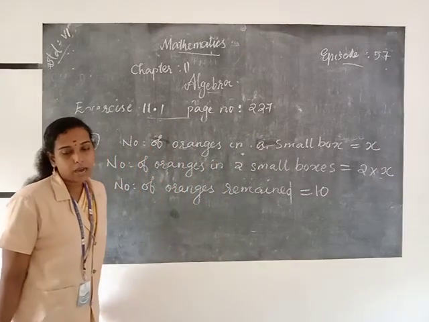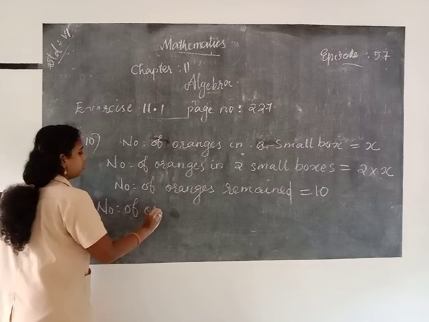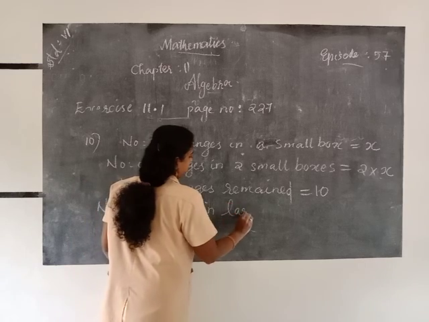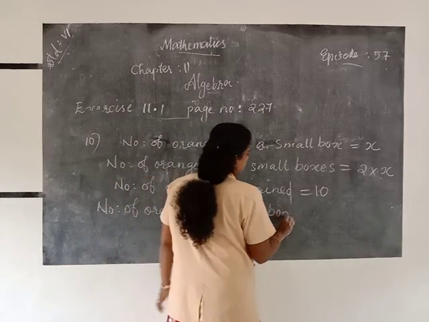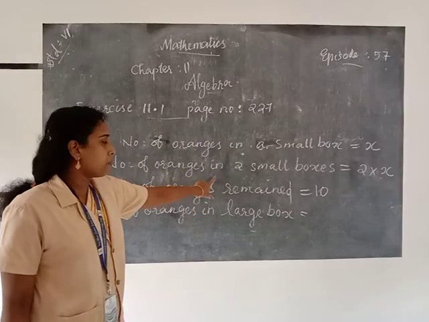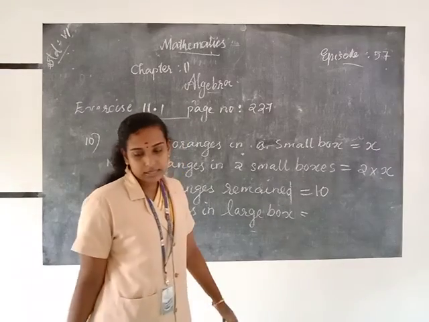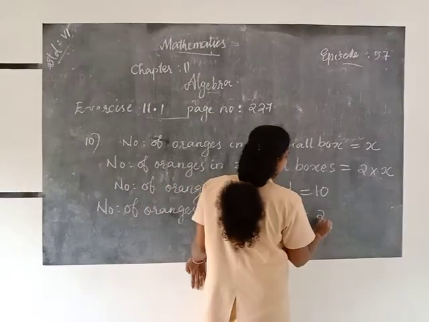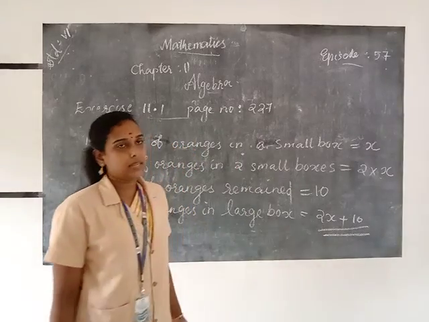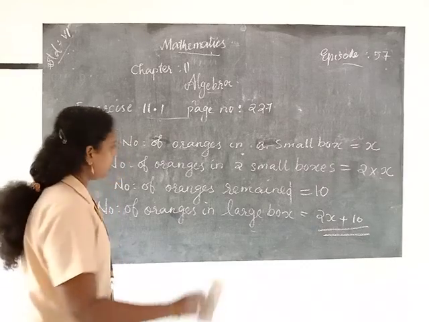Here we want to find the number of oranges in the large box. The number of oranges in the large box is equal to the number of oranges in the two small boxes plus the number of oranges remained, that is 2X plus 10. So 2X plus 10 is the number of oranges in the large box.